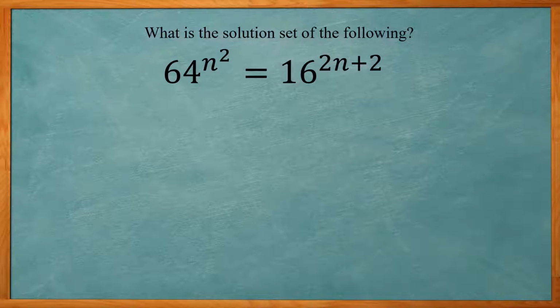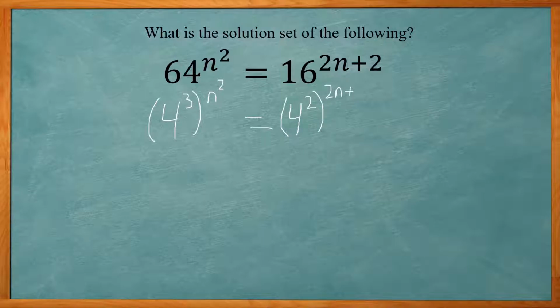So we can rewrite these. So this is 4 to the third power raised to the n squared power, and 4 to the second power raised to the 2n plus 2 power. Now using the rules of exponents, 4 to the third power raised to the n squared power can be rewritten as 4 to the 3n squared power. Just multiplying the exponents together.